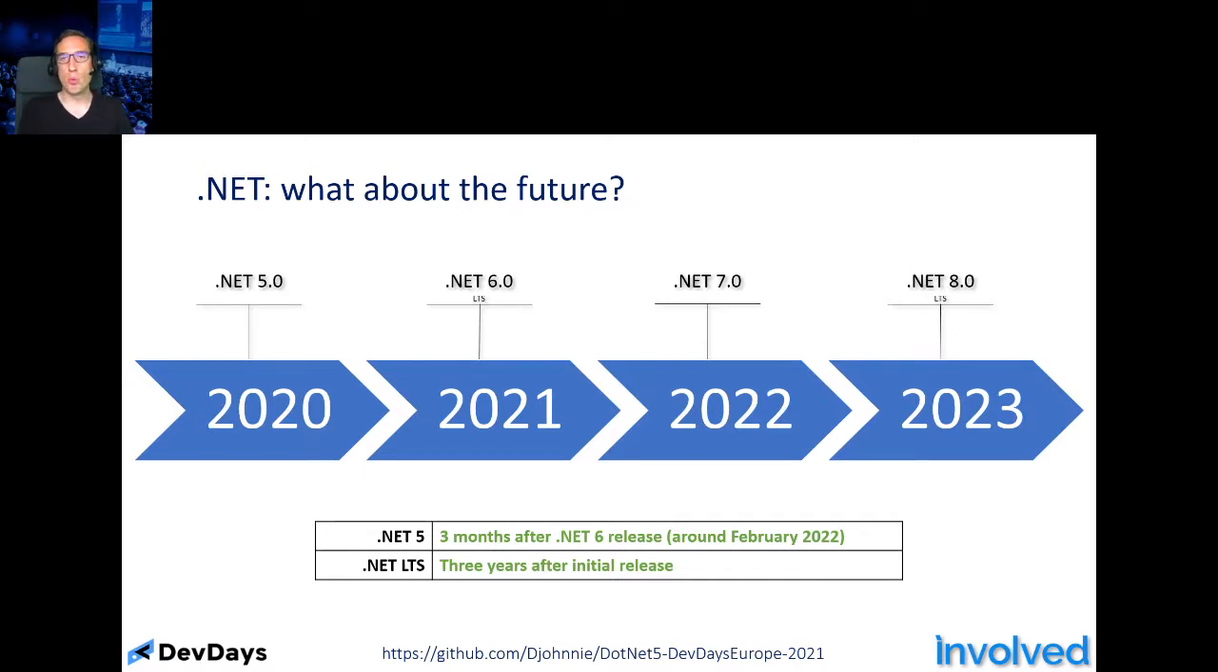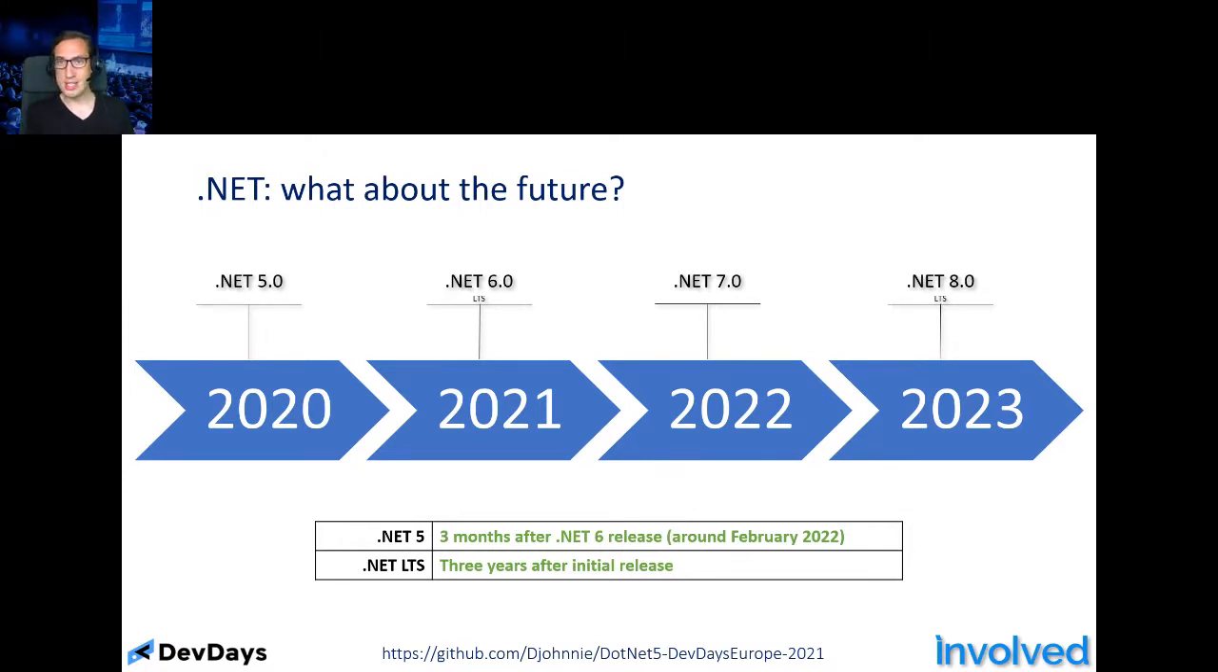If you're using one of the versions in between, like .NET 5 and .NET 7 and .NET 9 and so on, they will only be supported for 3 months after the next LTS release. So .NET 5 will only be supported up until around February next year, because that is 3 months after the release of .NET 6 LTS. So something to keep your head on, something to remember.